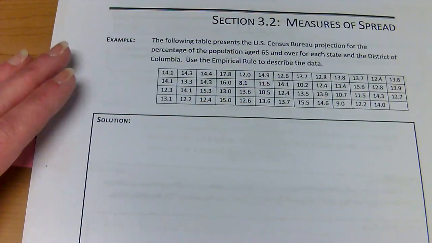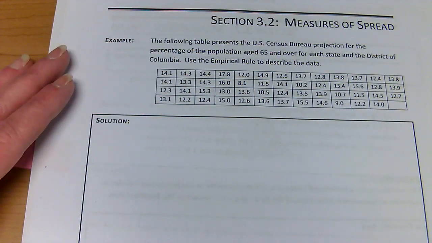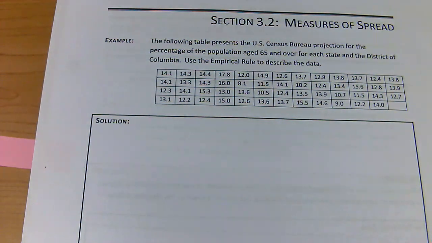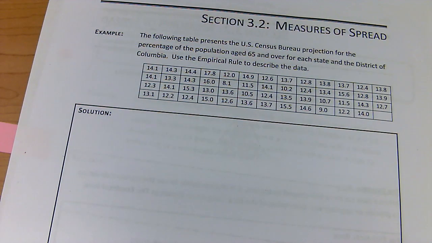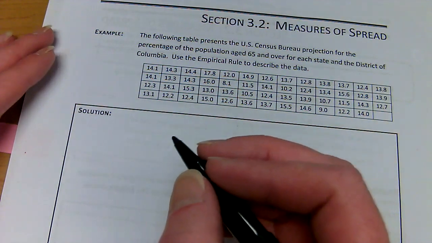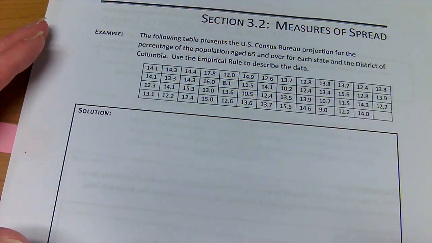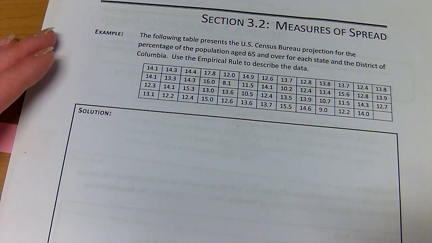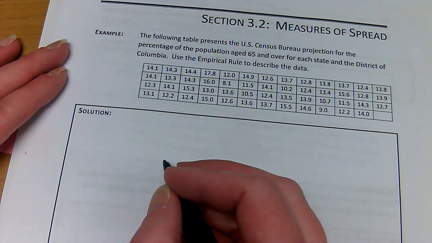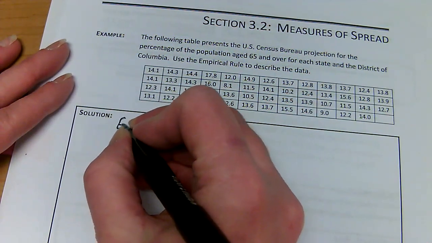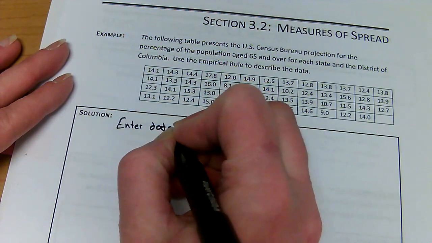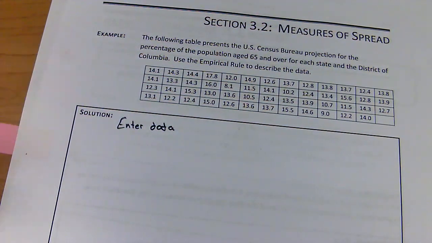So let's look at this data. The following table presents the U.S. Census Bureau projection for the percentage of the population age 65 and older for each state and the District of Columbia. To be able to use the empirical rule, first off, we need to make sure that the data is symmetrical. And then we're going to need to find the mean and the standard deviation. So we're going to talk about how to do all that. The first thing I'm going to do is put all my data into the calculator. I'm going to pause the video and do it on the side so this won't take up forever, because you really don't want to see me typing in a whole bunch of data.